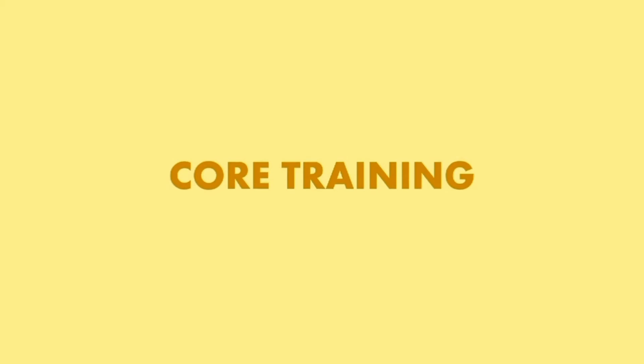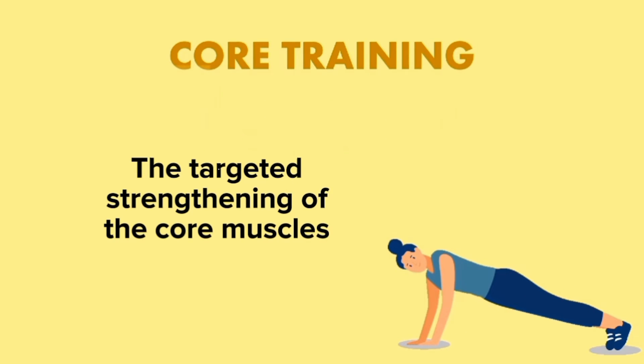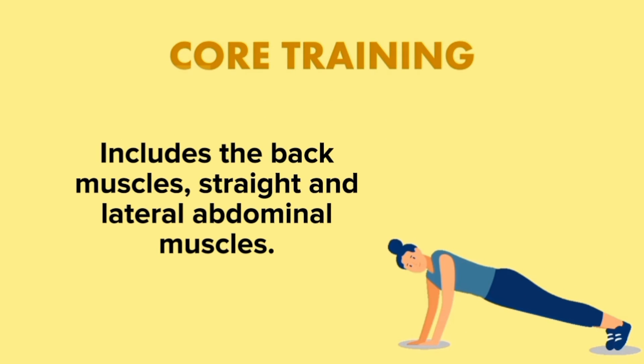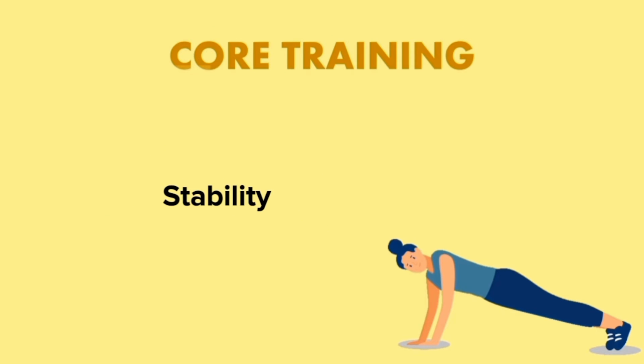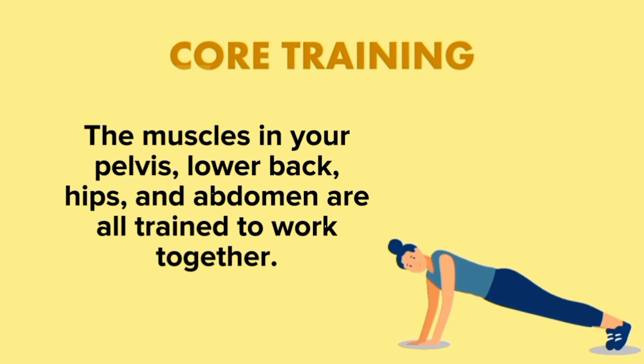Core training. The targeted strengthening of the core muscles is known as core training. This includes the back muscles as well as the straight and lateral abdominal muscles. The muscles around the spine support and protect it. It also bridges the gap between the upper and lower bodies. For a healthy physique, a strong core is required. Balance and stability are enhanced by core exercises. The muscles in your pelvis, lower back, hips, and abdomen are all trained to work together in core training. This improves balance and stability in daily tasks, as well as on the sports field.